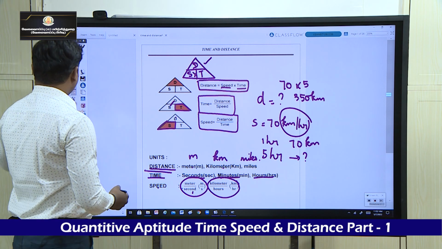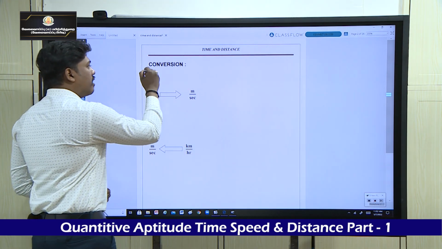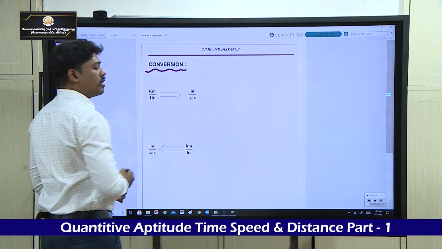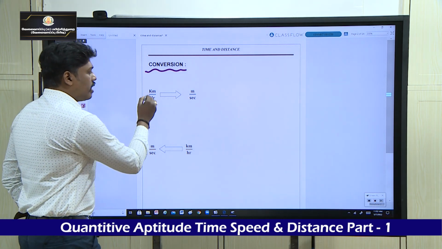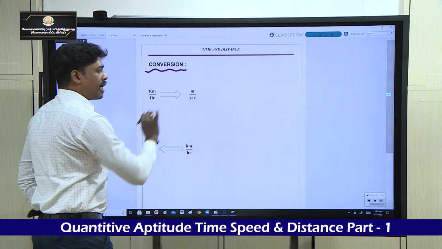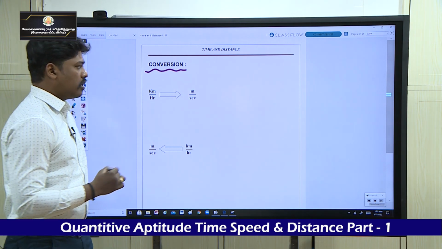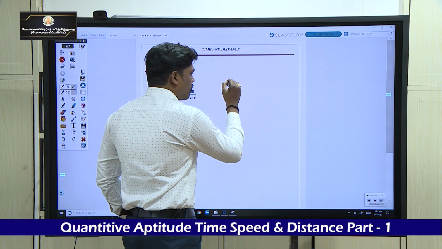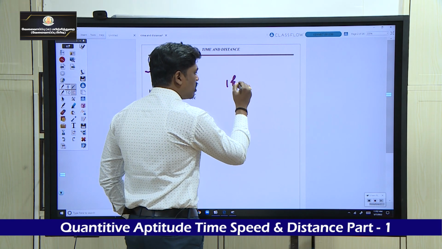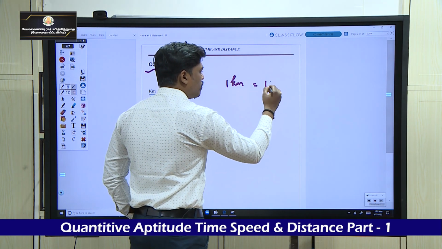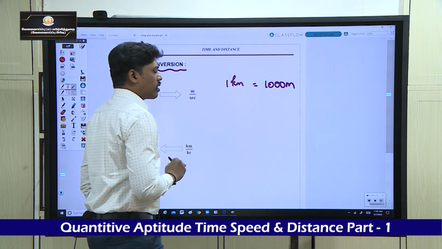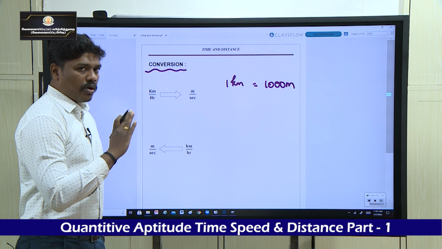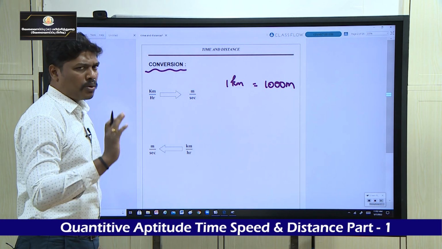Next important thing is the conversion part. How will you convert kilometer per hour to meter per second? Normally, 1 kilometer is equal to 1000 meter.